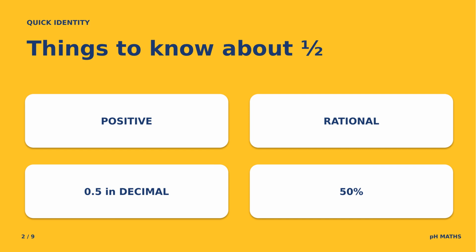Quick identity check. A half is positive. It's rational, meaning it can be written as a fraction of integers. As a decimal, it's 0.5, which is clean, terminating, and no recurring nonsense. And as a percentage, it's 50%. Half, 0.5, 50%: three ways of saying the same thing, and you'll see all three on the same paper.